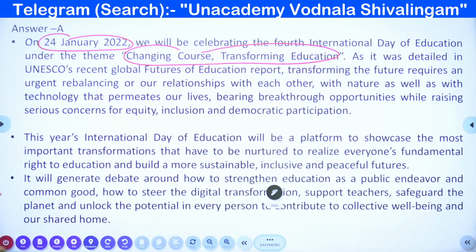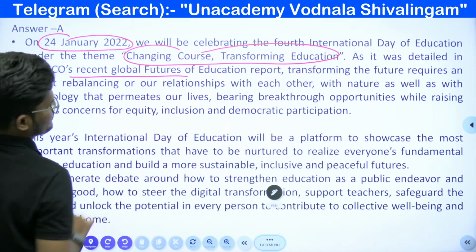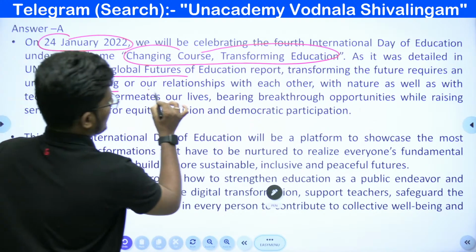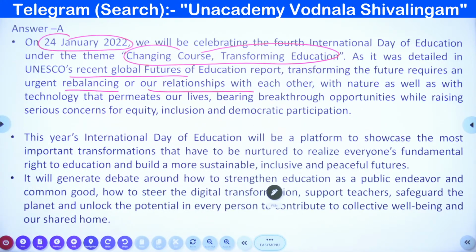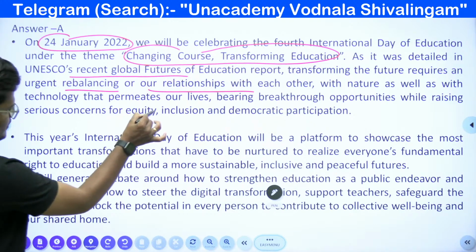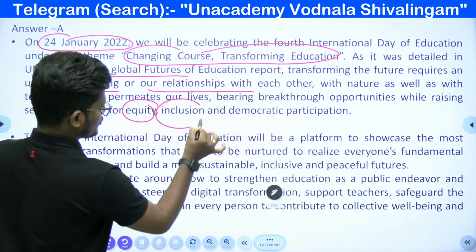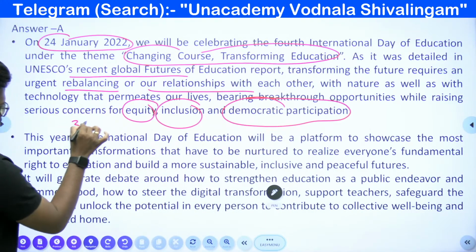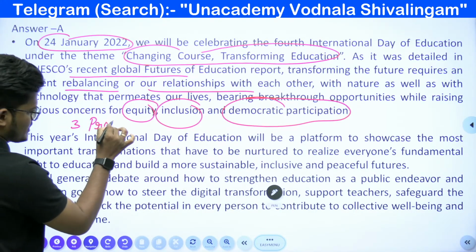It is detailed in UNESCO's recent Global Futures of Education report. Transforming the future requires urgent rebalancing of our relationship with each other, with nature as well as with technology. It permeates our life and brings breakthrough opportunities while raising serious concerns for equity, inclusion, and democratic participation. These are the 3 problems of world education.